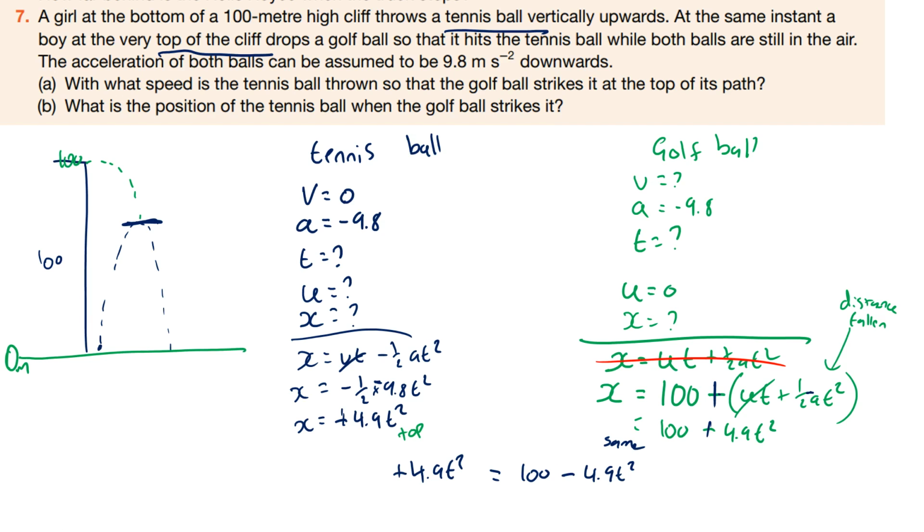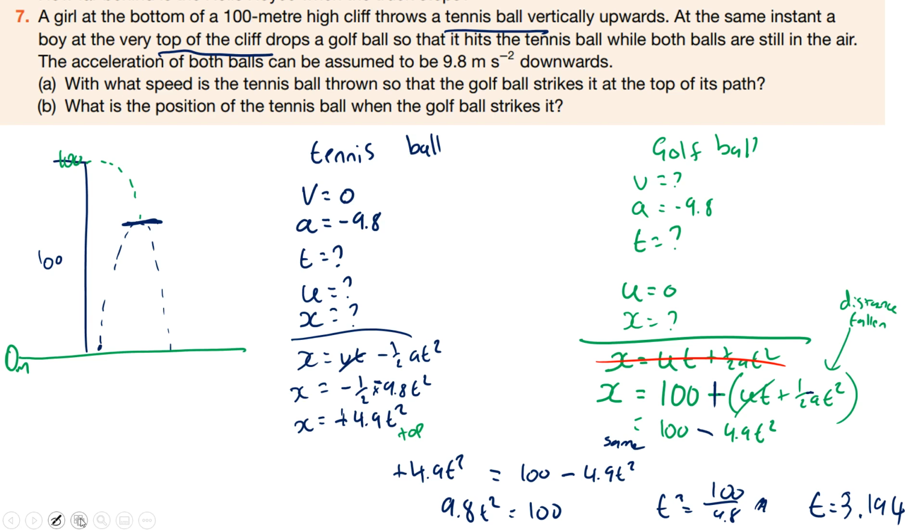Sorry about that. It doesn't really matter ultimately, because once you move this over to the other side, you end up with 9.8 t squared equals 100. That's going to mean that t squared is equal to 100 over 9.8, which means ultimately that t is going to equal 100 divided by 9.8, and then you're going to square root that. 3.194, and you can use that to answer these next two questions.